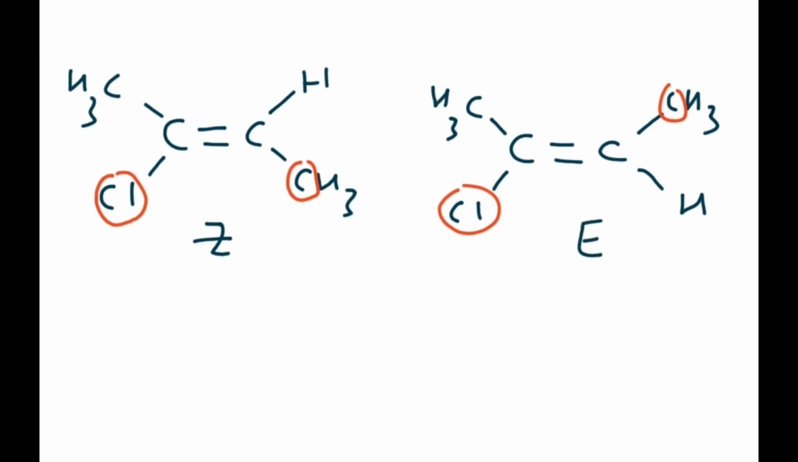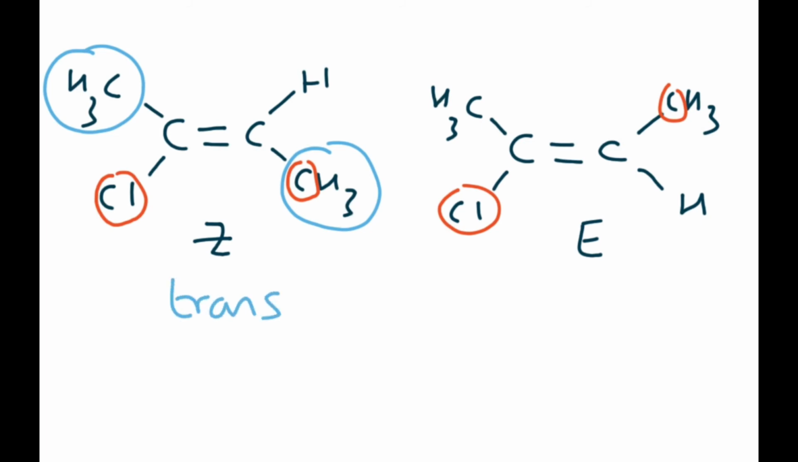Now with cis-trans, I'm going to use the blue colour. We have a CH3 group and a CH3 group, and they are the same group on each carbon of the carbon-carbon double bond. And because they are opposite each other, we call that the trans isomer. And here, because the CH3s are on the same side as each other, we call that the cis isomer. So cis and trans is just a special type of EZ, and you actually have to have the same group on each carbon of the carbon-carbon double bond.